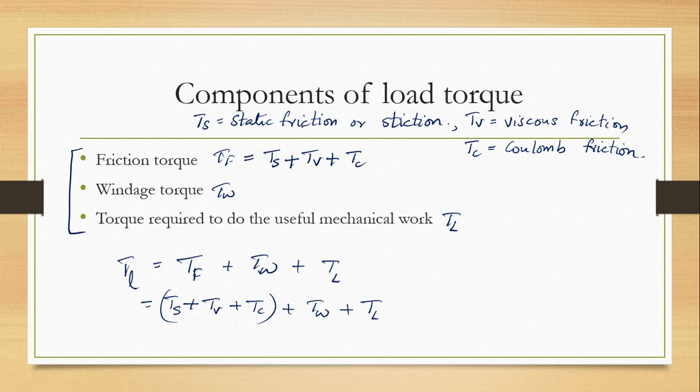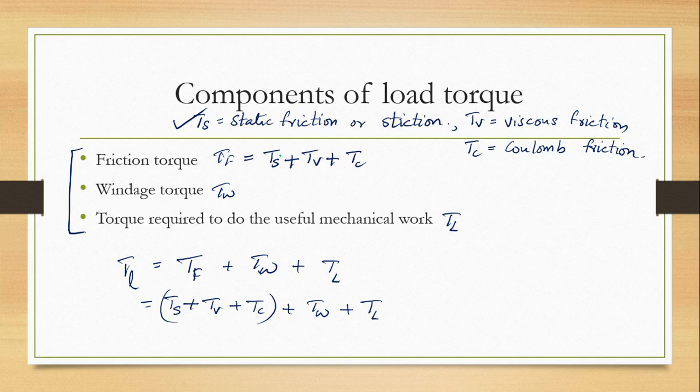Now, what is static friction or stiction? Static friction or stiction is the frictional torque that is present during standstill. So, whenever the drive is in standstill, that time your stiction is present. And in order for the drive to start moving, it has to overcome Ts. So, for your drive to start motion, it must overcome the static friction. Only then it can start its motion. Okay, I hope it is clear.